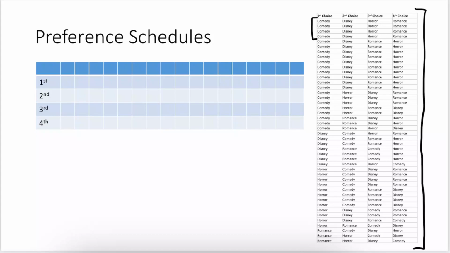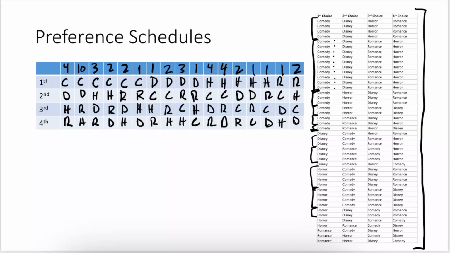I can summarize that in a preference schedule by saying that 4 people chose comedy, Disney, horror, and romance. Then I can look at my next set of votes that were the same, and I can see that all of these people voted for comedy, Disney, romance, and then horror. If I count those up, there's 1, 2, 3, 4, 5, 6, 7, 8, 9, 10 people who voted that way, so I would put a 10 in that column. And if I go through my entire table and summarize all of the data, I end up with this preference schedule.